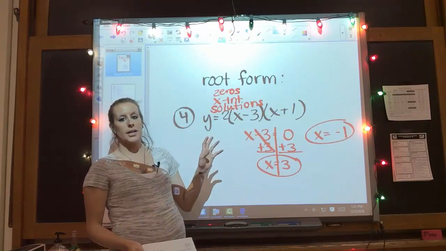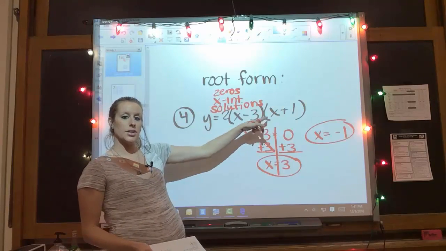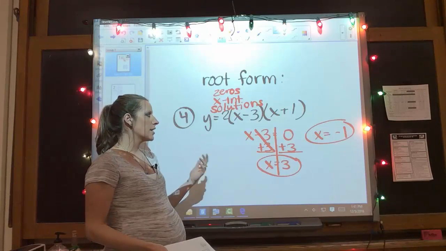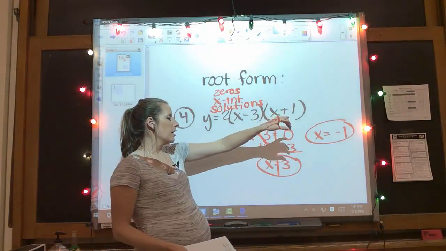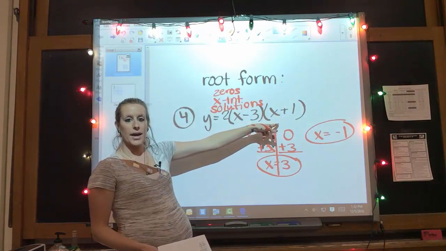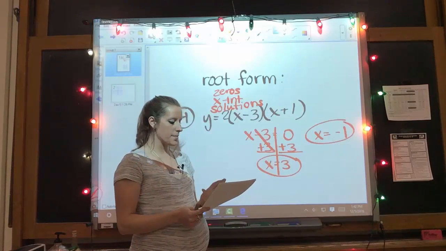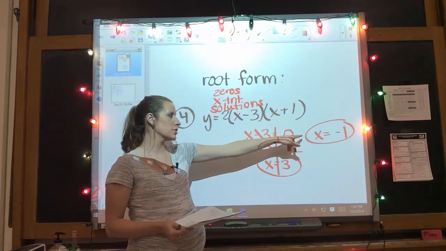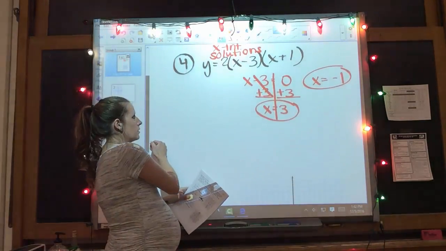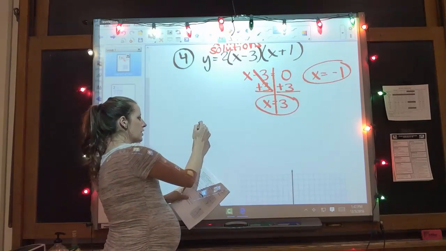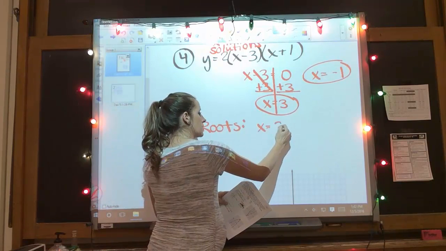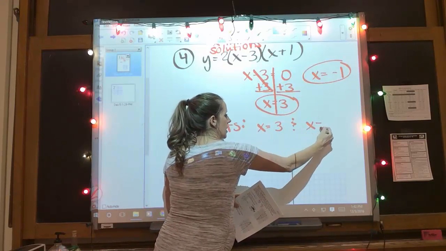Now, whenever you start getting numbers in front of the x in your factors, it makes it a little bit different. You have to add another step. I don't know if you remember, but it's the opposite of the last one divided by the number in front of x. But right now, we don't have a number in front of x, so it's just the opposite. x equals -1. So we're going to write down what our roots are: x equals 3 and x equals -1.